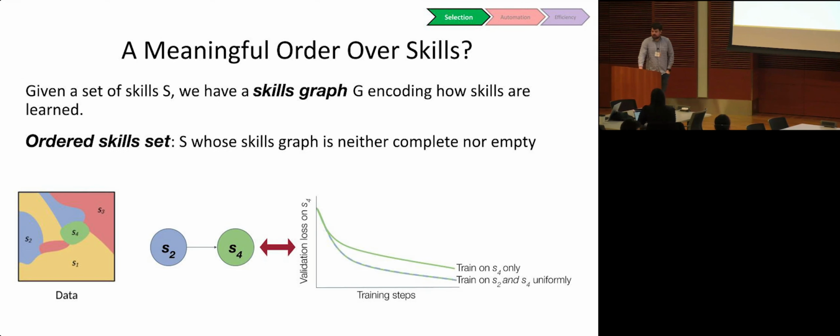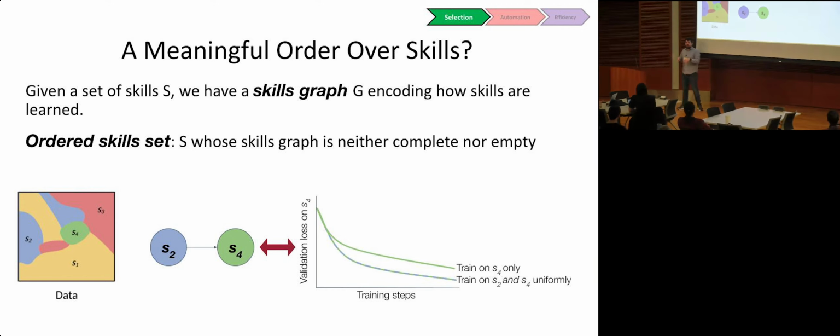And I'll define it just as a graph, which I'll call the skills graph. The details are not critical, but here's an example. For developing skill S4 over here, it might be helpful to know something about S2. And that's what this arrow means. So think of learning calculus. Maybe I should first learn algebra to learn calculus.